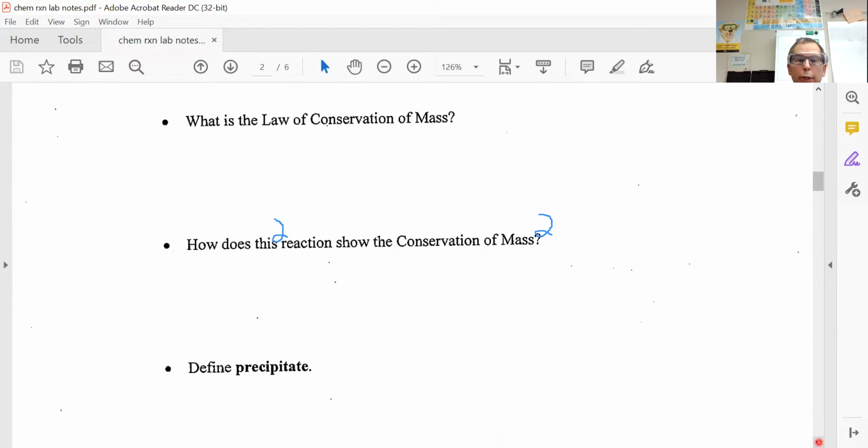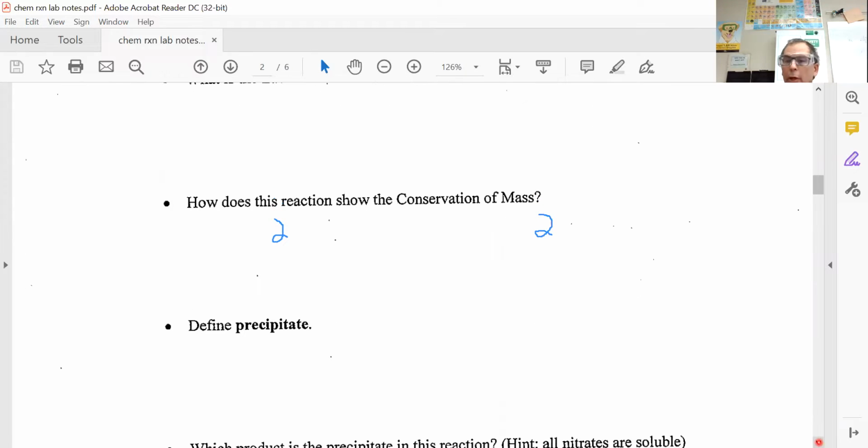Define precipitate. A precipitate is a solid formed when you combine 2 solutions. So I started with 2 aqueous clear solutions, one in the test tube and one in the bottom of the flask, something like this. Okay, there's a test tube and both were clear. And then I got a solid. I don't know if you can see the bright yellow, but if you look closely, you could actually see chunks forming, and those chunks of solid would be the precipitate.